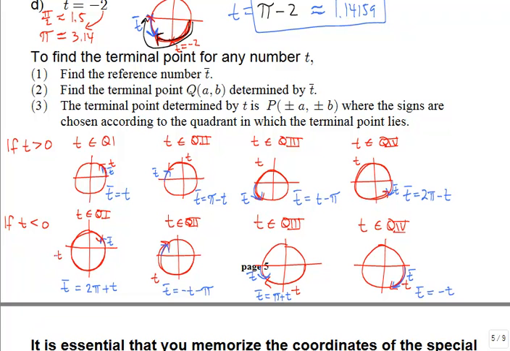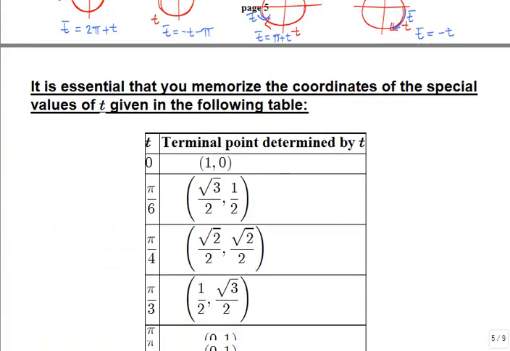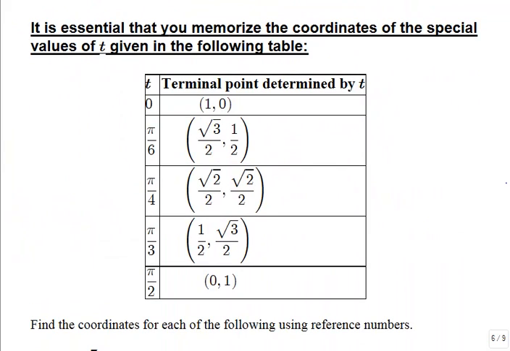And then you would do something similar if they're negative, and those are written down below. I won't talk through all of those. Okay? So here are the major terminal points that you want to have memorized.